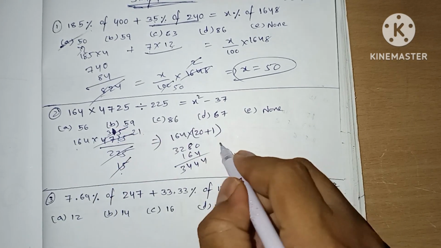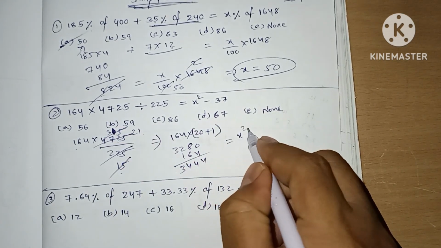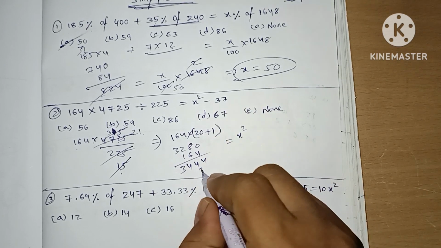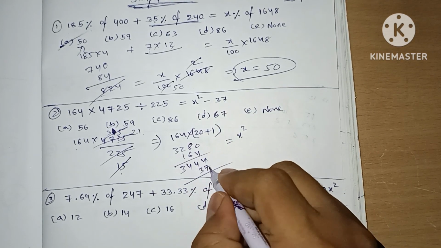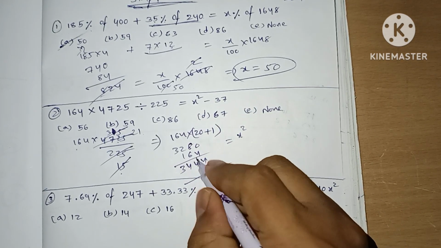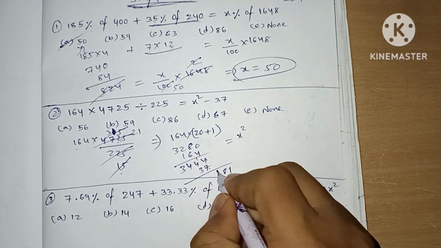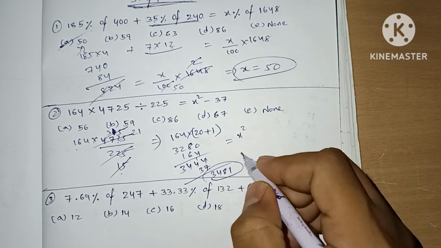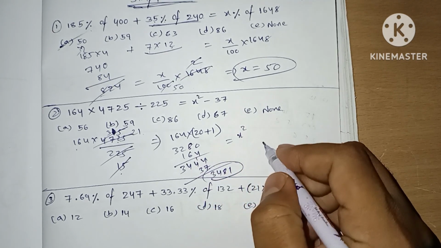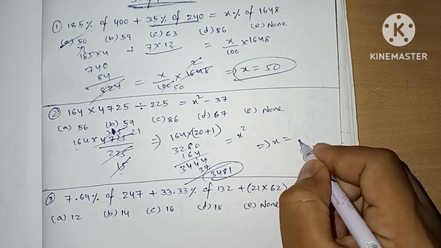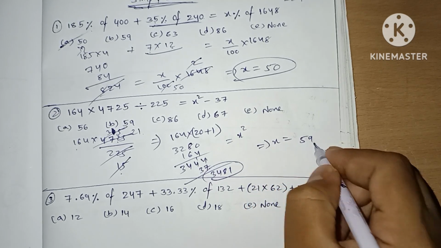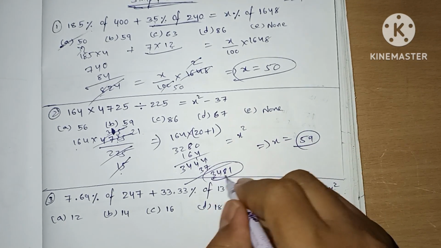3444 from this side. Whole equals to x square minus 37, and 37 comes to this side with plus. So we have 3444 plus 37, which will be 3481. 3481 is equals to x square, which means x value will be 59. 59 square value is nothing but 3481.